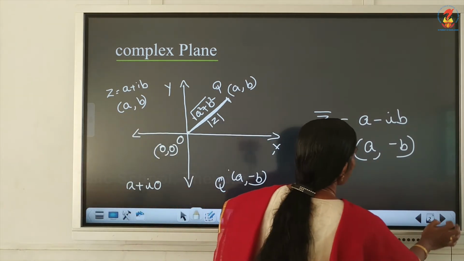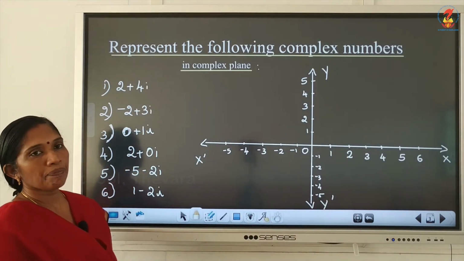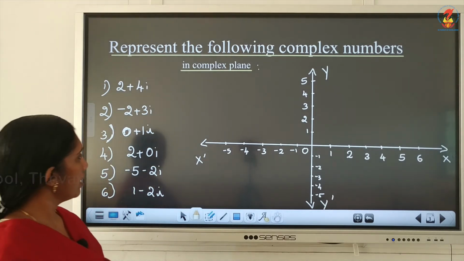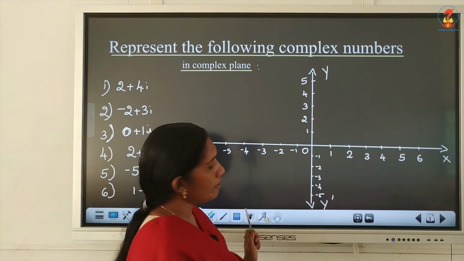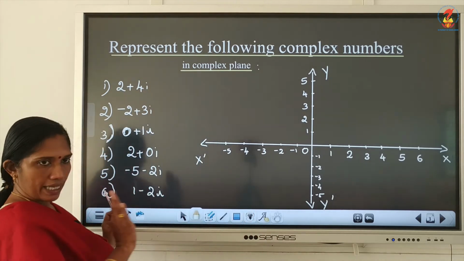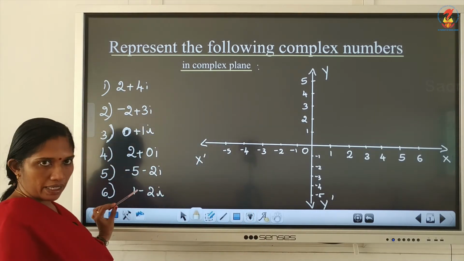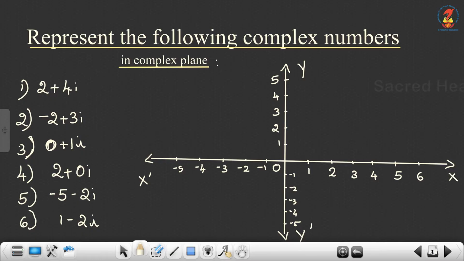Now, how to represent? Look at this question. Represent the following complex numbers in the complex plane. So, I have drawn one complex plane, as an xy plane, in the same manner. Six complex numbers are here, we have to represent in this plane.